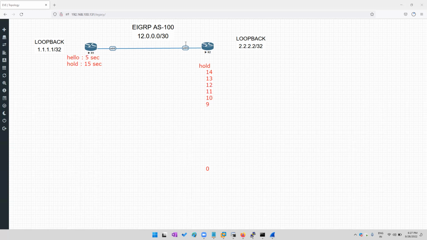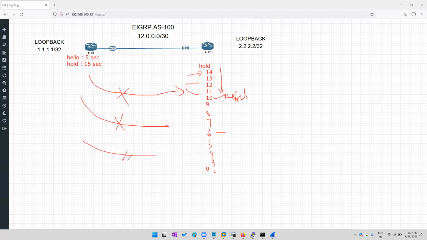Basically every 5 seconds, R1 sends a hello message. So R2 receives it at timer value 10 and then refreshes on this hello. Clear? And again it goes to 14. If the timer again goes to 10, then it refreshes again. If R1 misses one hello, the timer will go to 9, 8, 7, 6, and then again tries to get refreshed. But if we are not receiving, it goes to 5, 4, 3, 2. Again we wait. If we have not received a hello, the timer will go to 0 and the neighborship will be down.